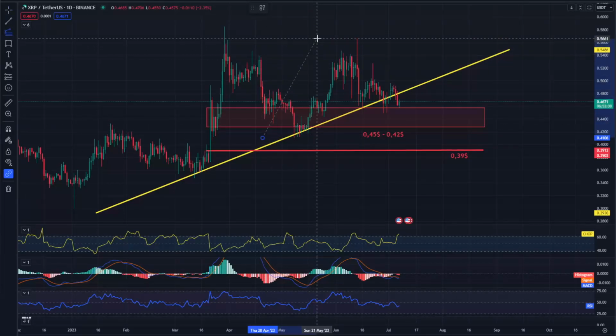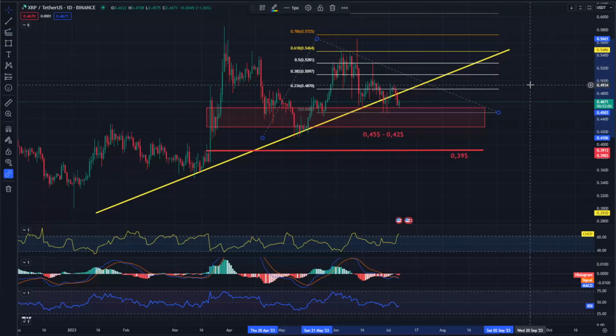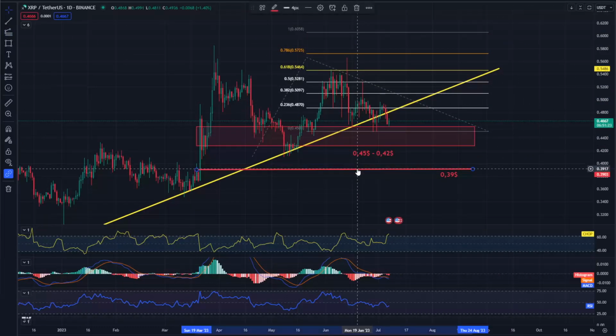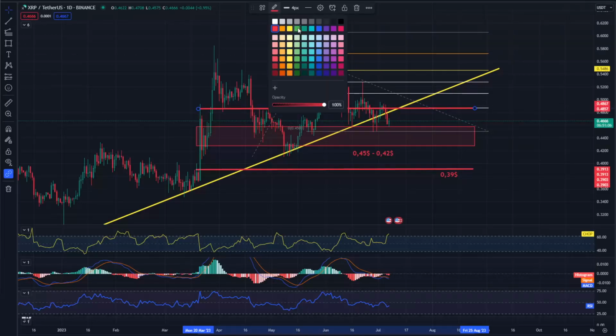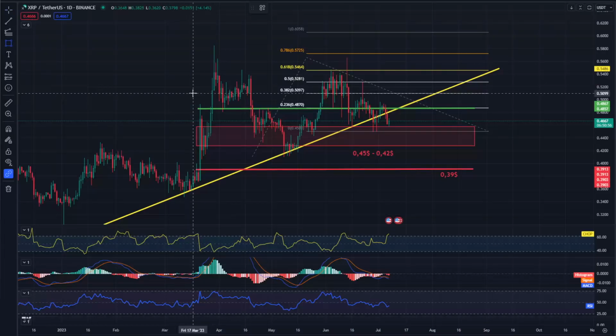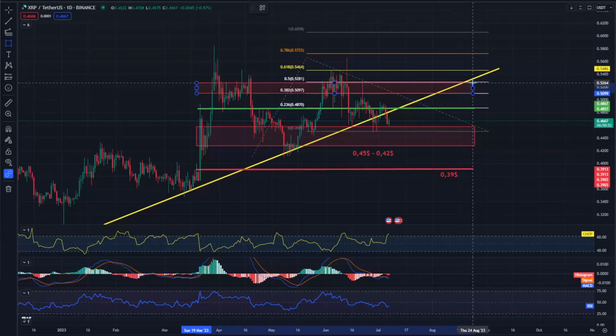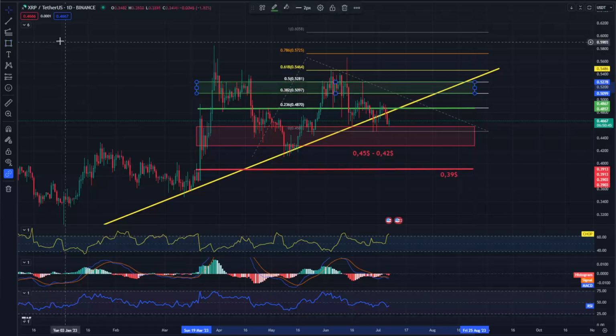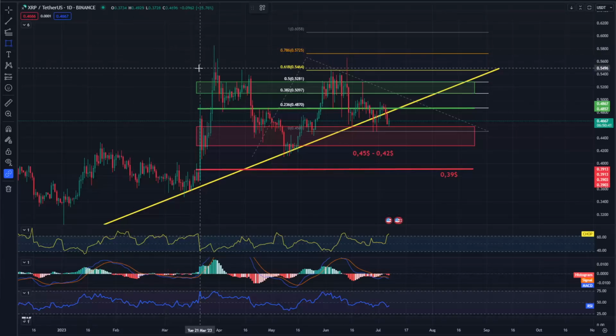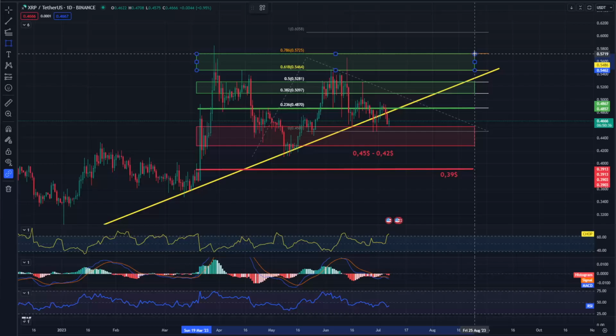Looking the other way, we can similarly determine the places of resistance that the price has to face. And here we see that the price is currently bouncing off the 48 cents resistance. Then we can mark a resistance zone from 51 cents to 52 cents. And a second very strong zone from 54 cents to 57 cents.